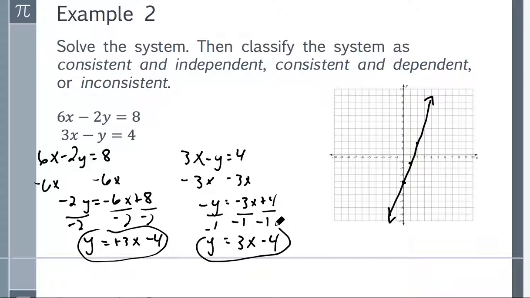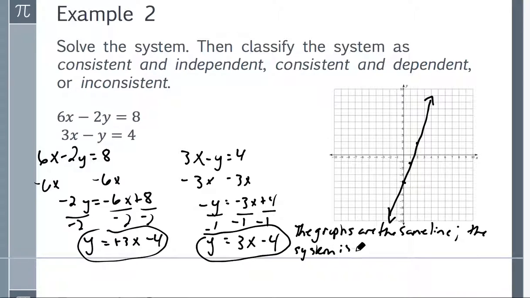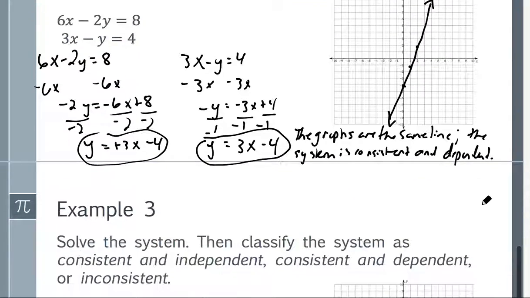So they would be graphed right on top of one another, which means every single point would be a solution to both equations. So what we write is, we say the graphs are the same line. Okay, so the system is consistent and dependent. Okay, and let's move on to example number 3.